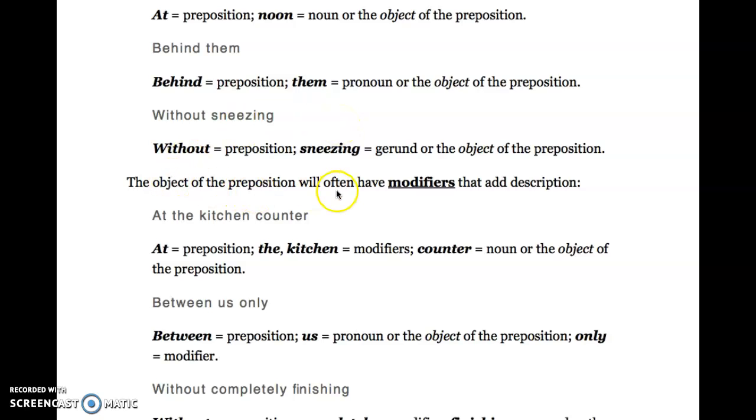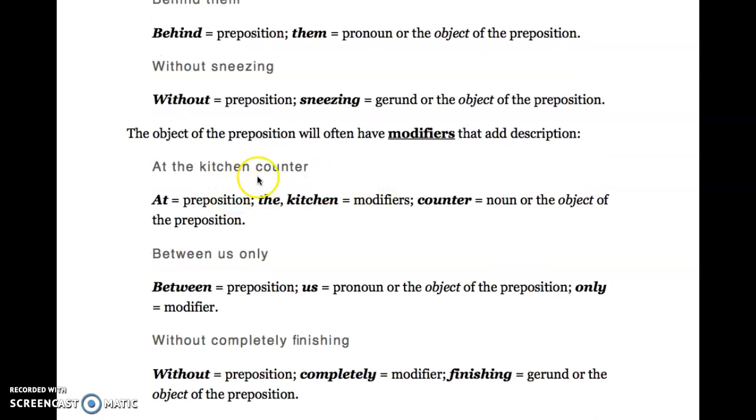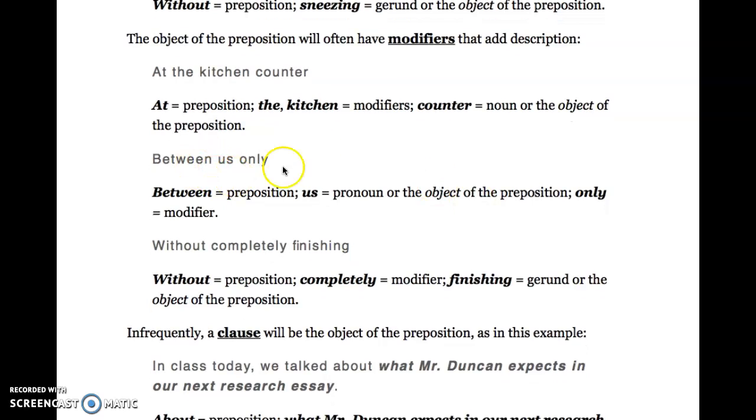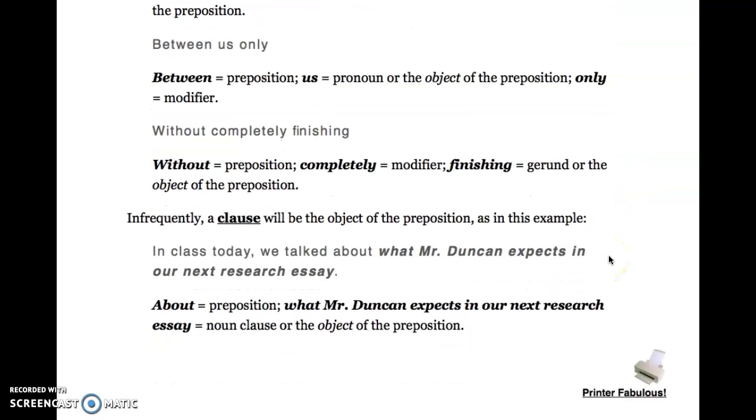The object of the preposition will have modifiers that add to the description, so it may say at the kitchen counter. At is still our preposition, okay? The kitchen are modifiers, they describe what type of counter it was, but the actual object of our prepositional phrase is simply the counter. If I said the prepositional phrase between us only, between is our preposition, and us would be the pronoun or the object of the preposition. Only is explaining that no one else will know, but it's not the actual object.